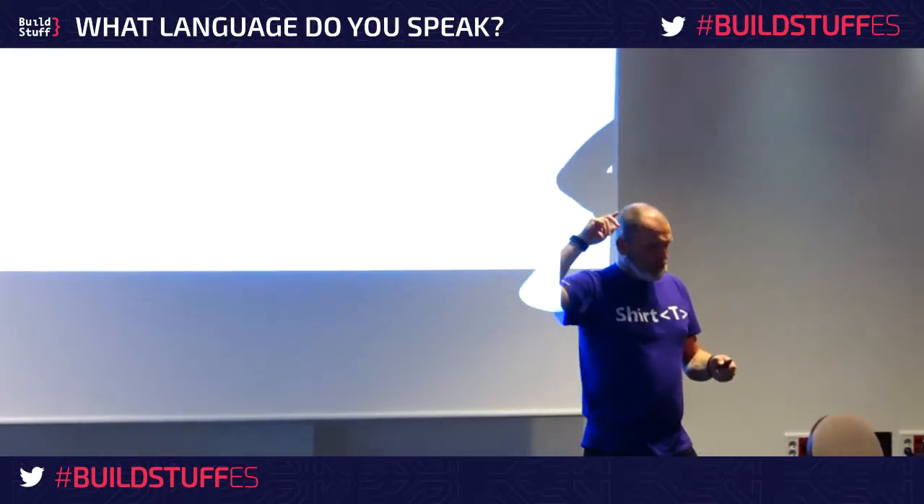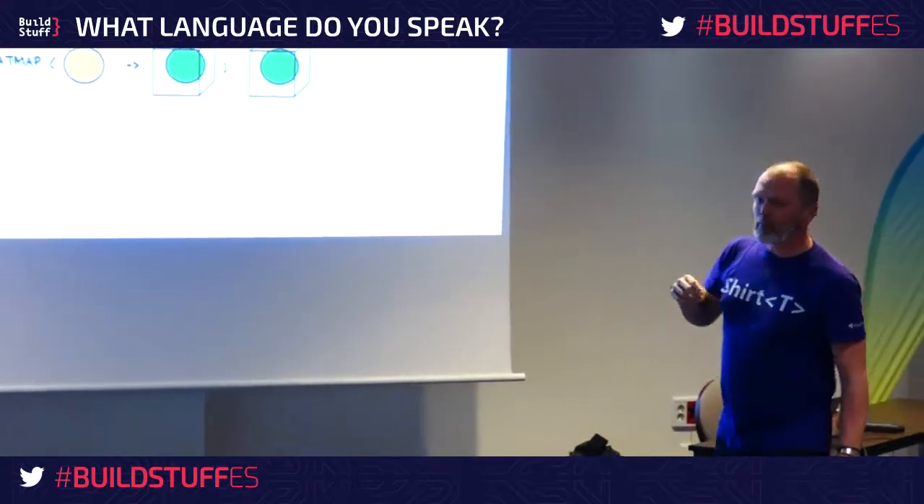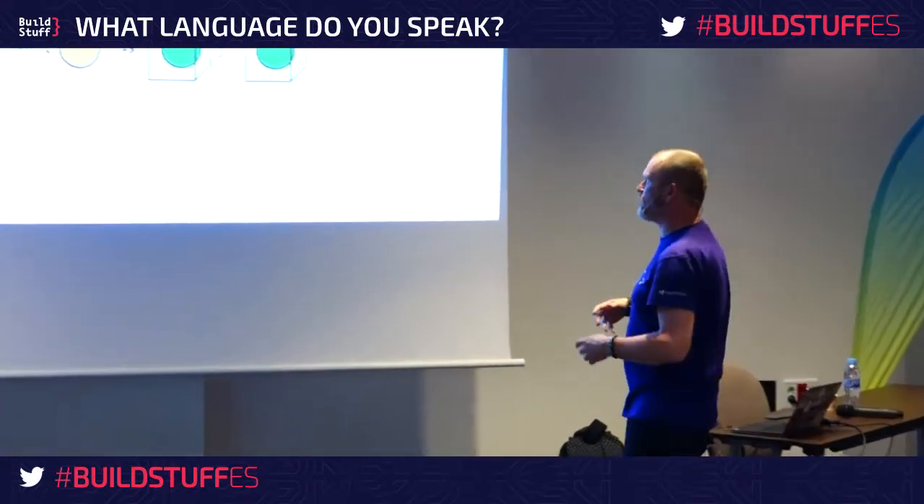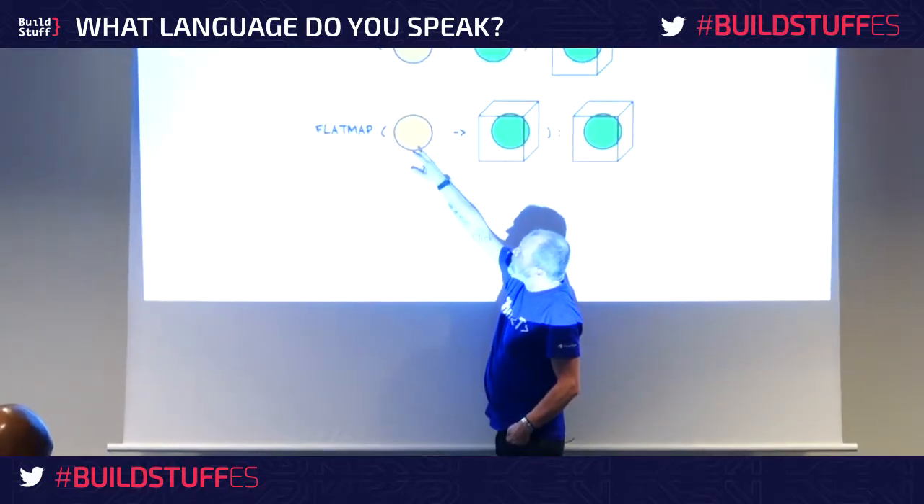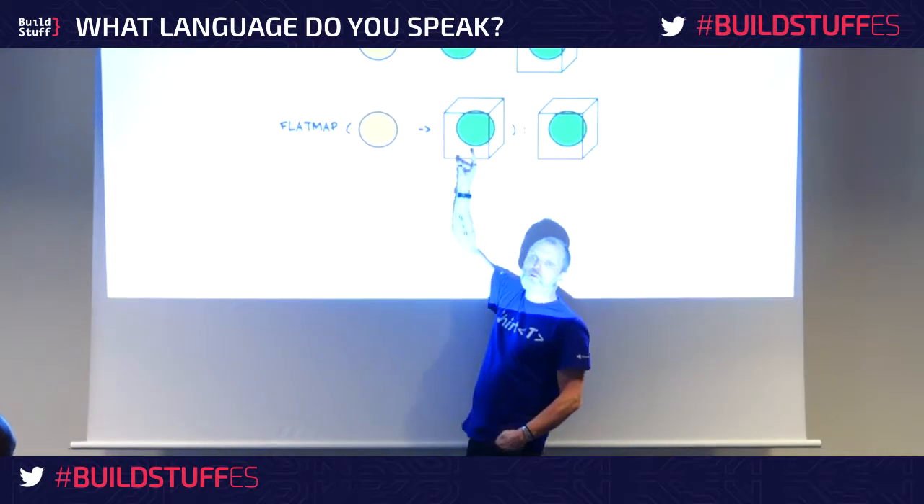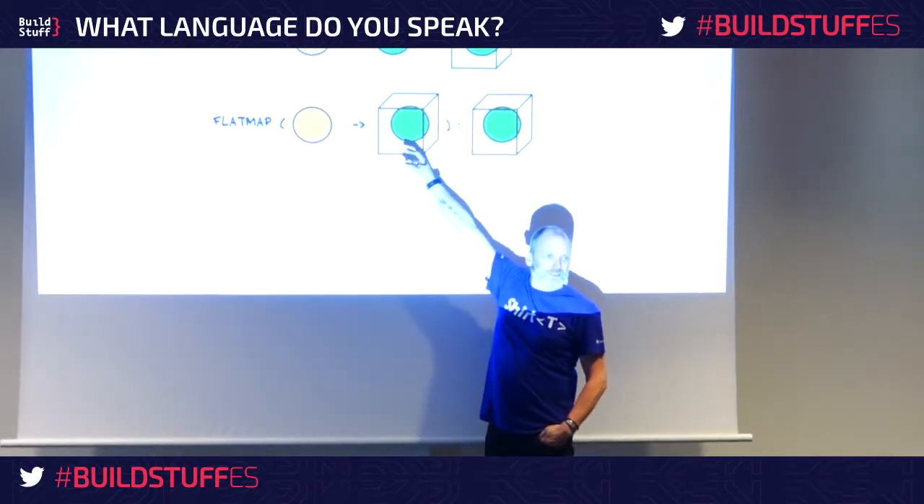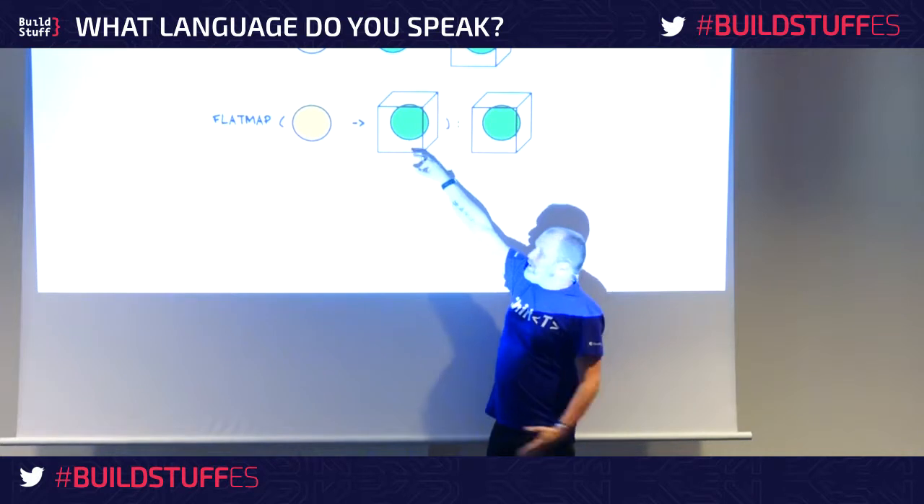And there's a second one, and it's usually called flat map. It doesn't necessarily need to in all languages, because if you would pass in a function that from an orange ball creates a green ball already in a box, this is the difficult part, I know.